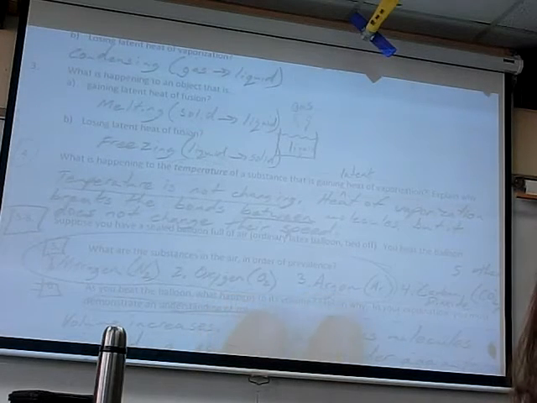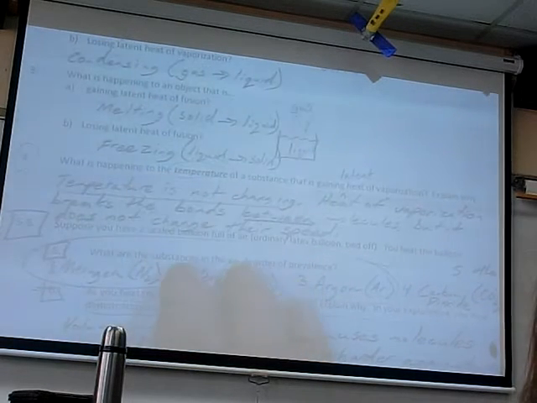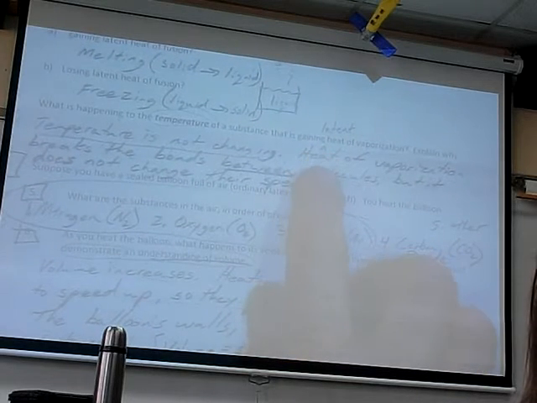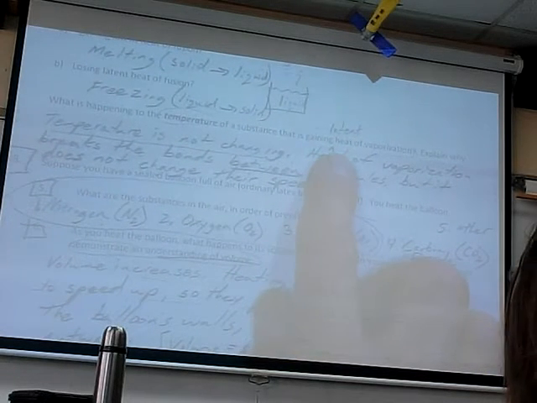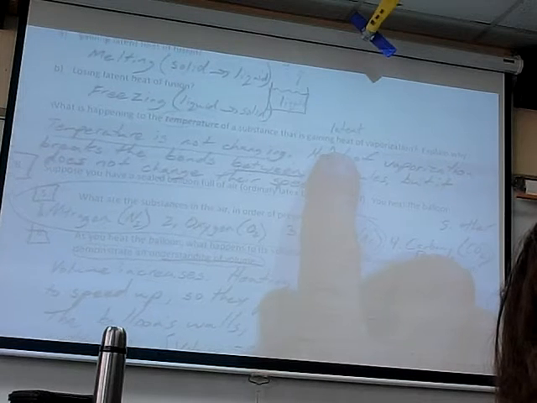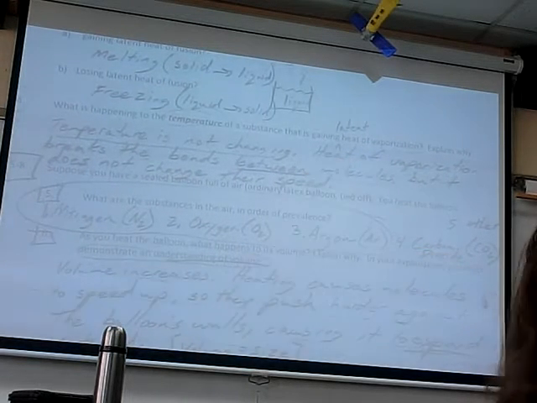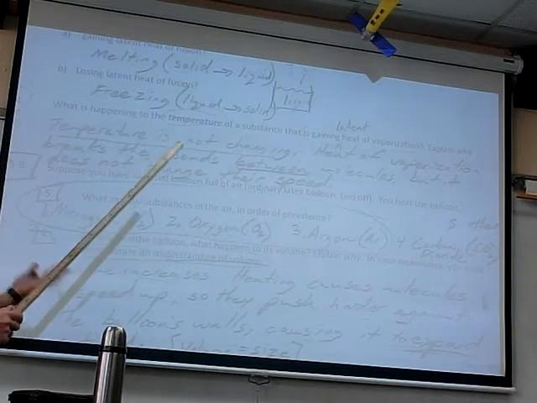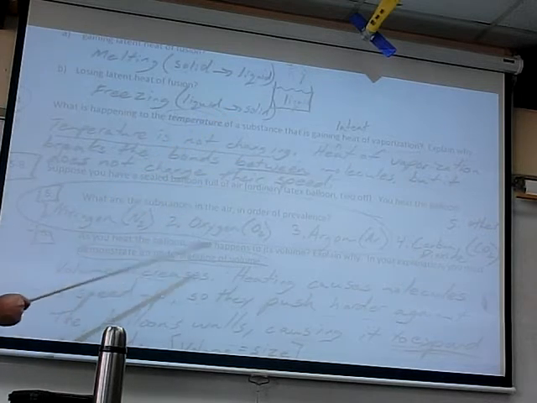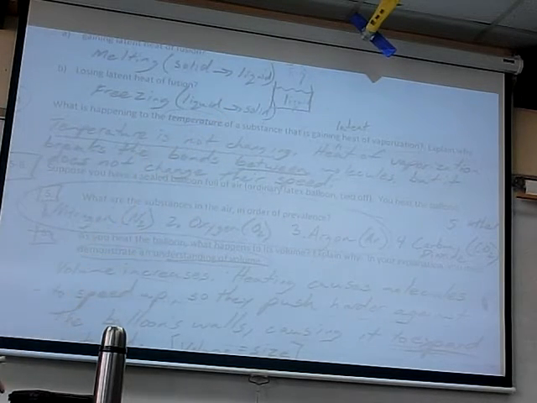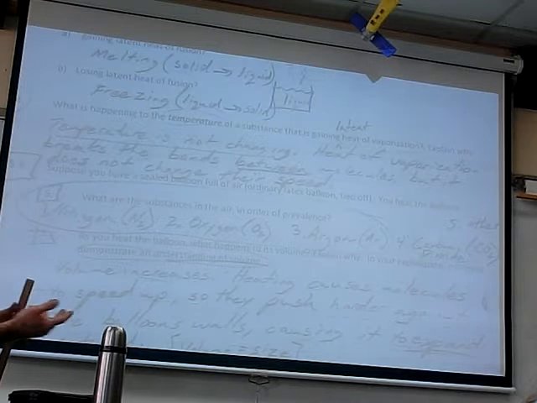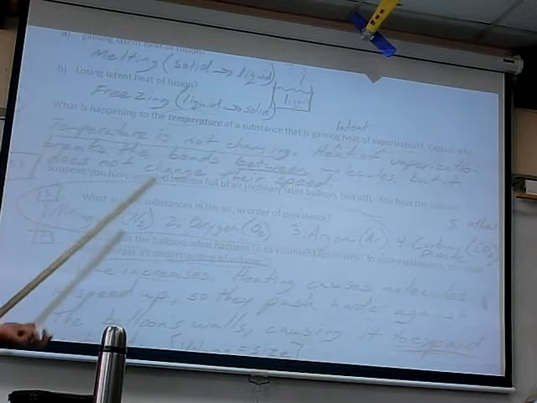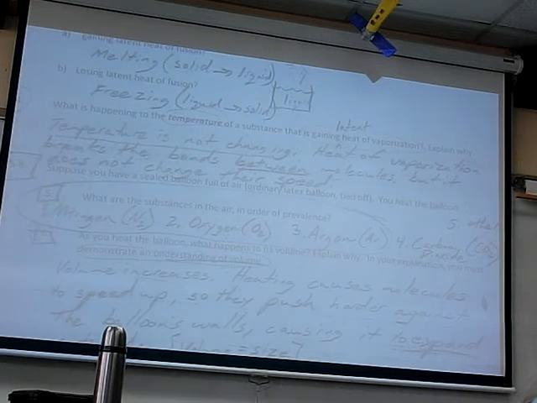Number 4, what's happened to the temperature of a substance that's gaining heat of vaporization, or sorry, latent heat of vaporization? I don't know if your sheet says latent. No? Well, I wish I had put in the word latent just to emphasize. When something is gaining latent heat of vaporization, or you can call it heat of vaporization, but latent is good because it means hidden, the temperature is not changing. All that's happening when you give something heat of vaporization is that it's turning from a liquid to a gas.